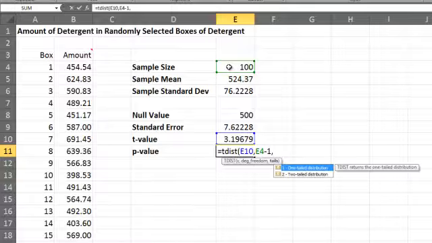And then it wants to know, do I want the probability just out in one tail of the distribution or in both tails of the distribution? And that'll correspond to whether this is a one-tailed test or a two-tailed test. And in this case, because the claim was that the average amount of detergent was greater than 500, this would be a one-tailed test.